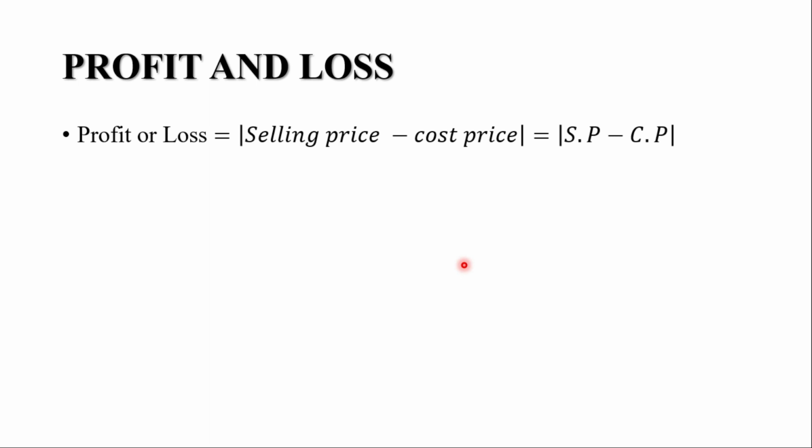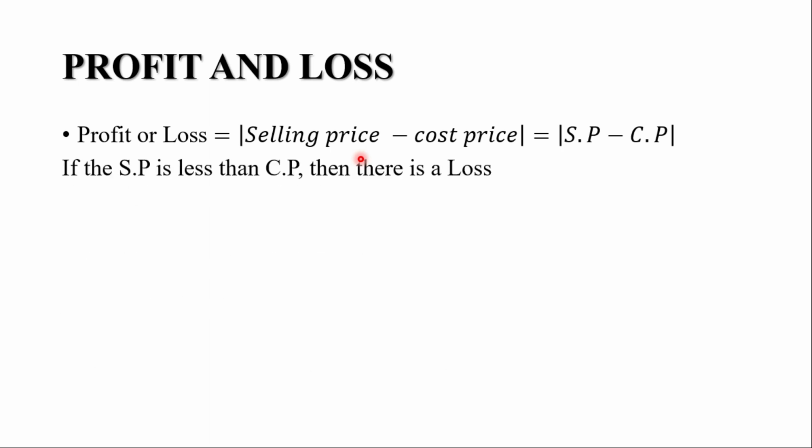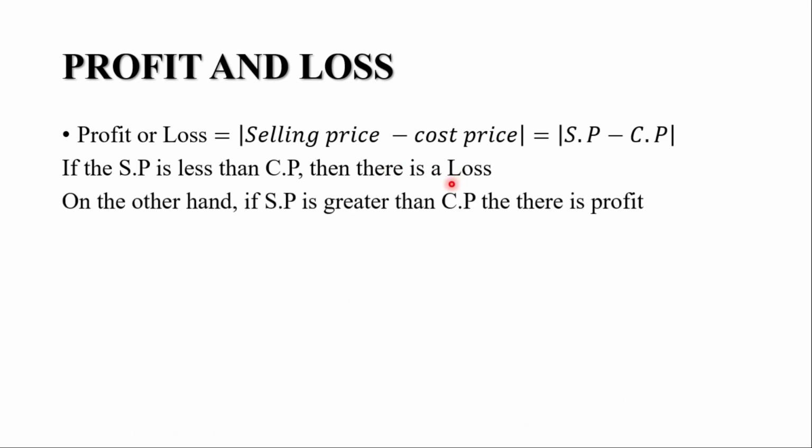So let's look at what it is. Profit or loss is equal to the selling price minus the cost price. So how much you sold the item minus the cost price will give you either the profit or the loss. If your selling price is higher than the cost price, then you are going to get a profit. But if the selling price is less than the cost price, you are going to get what? Loss. All right. On the other hand, if the selling price is greater than the cost price, there's a profit. But if it is less than the cost price, you get a loss.